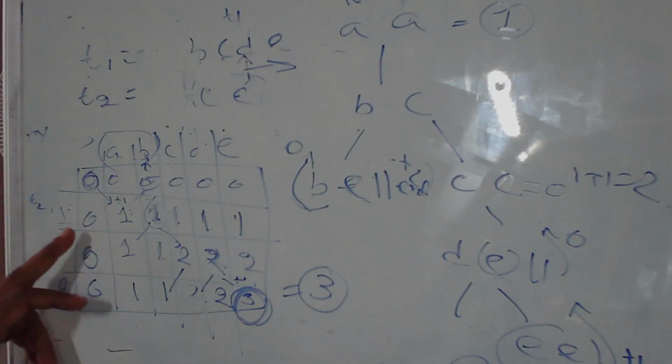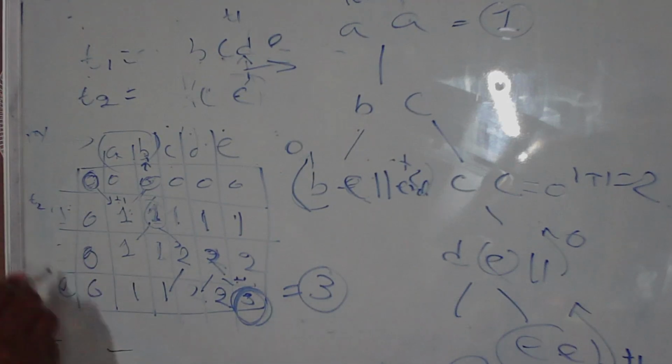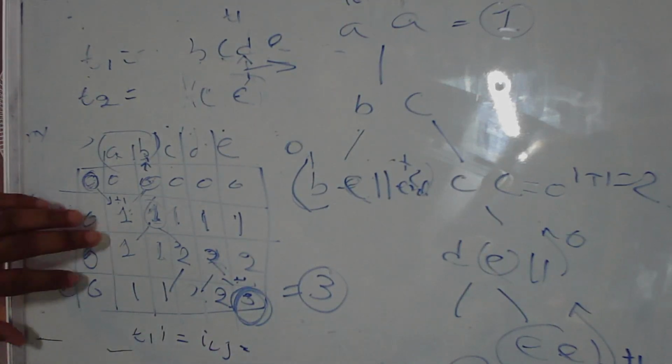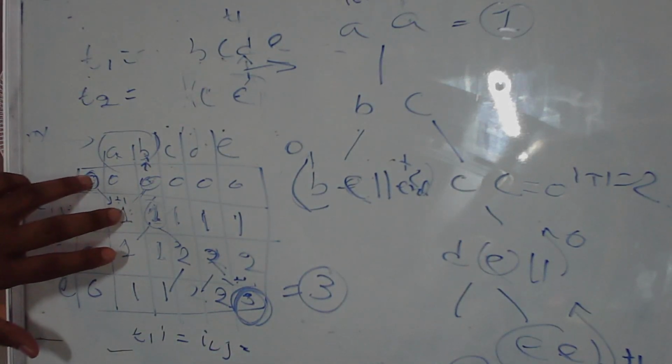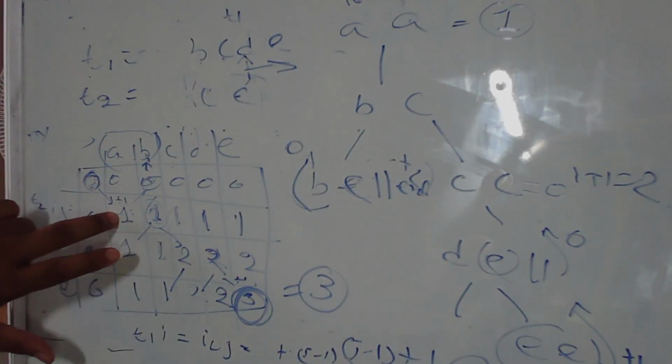So once you derive that, you see how you're going to calculate here. Every time T1[i] equals T2[j], we are referring to the value that is there diagonally and making it plus 1. So T[i-1][j-1] plus 1, in that position.